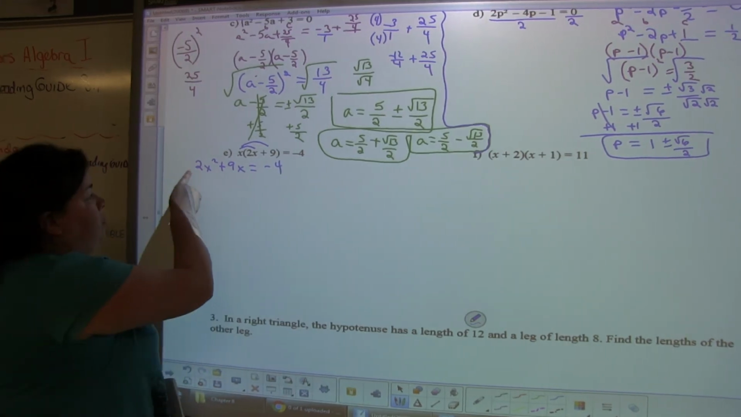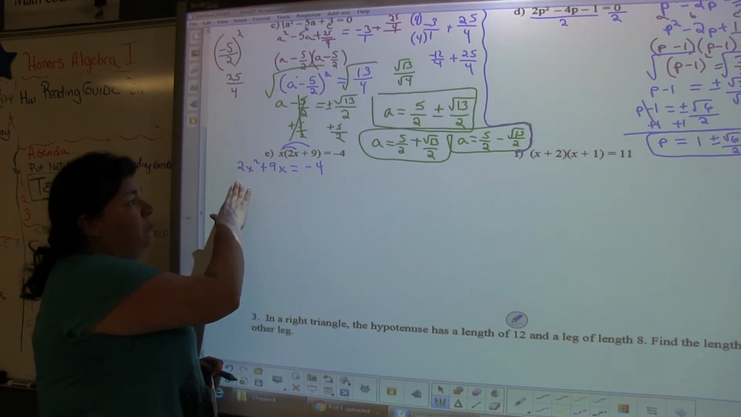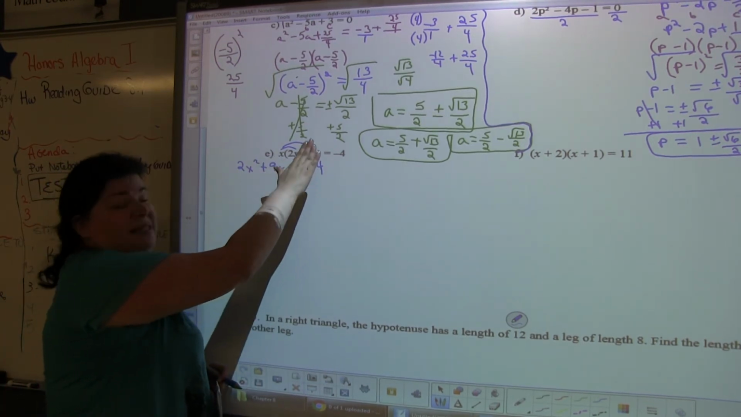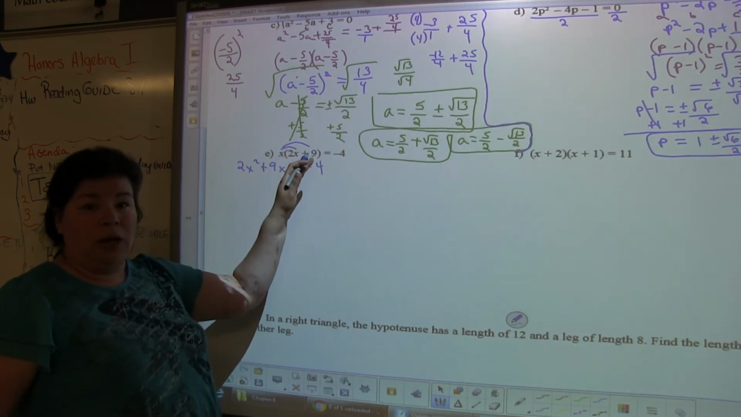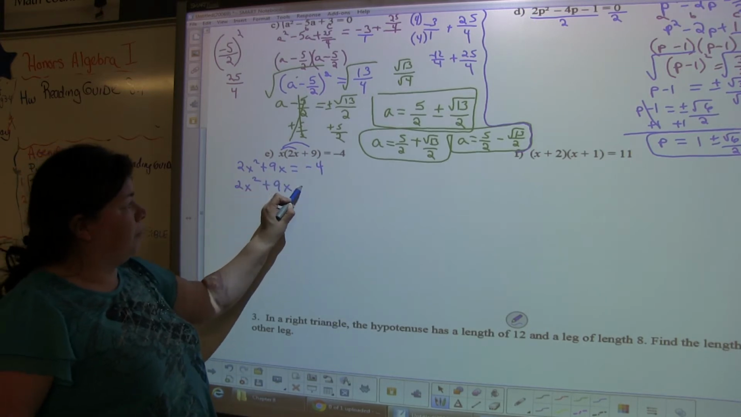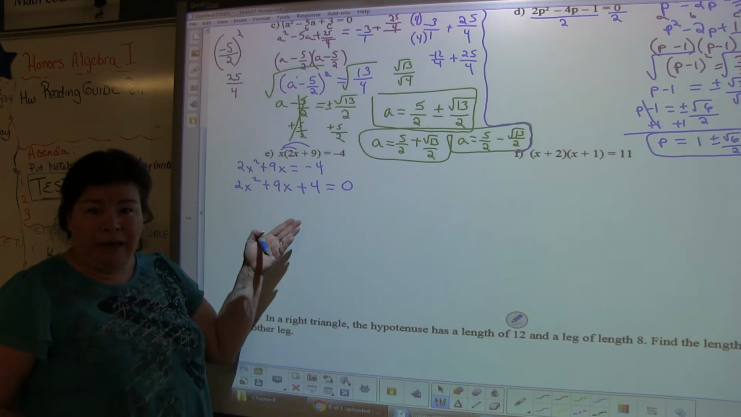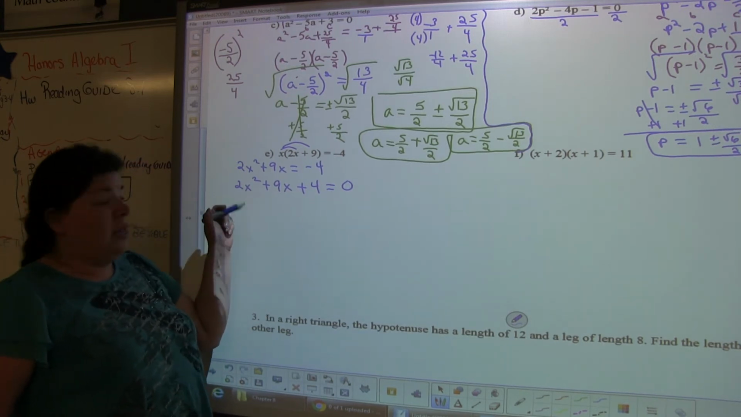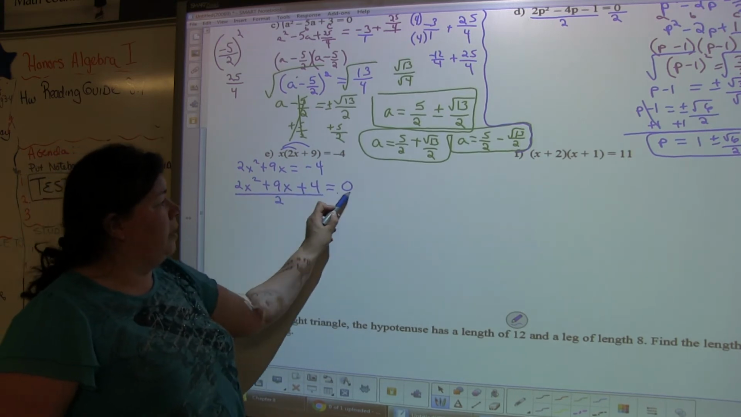Now, we do have a coefficient of something other than 1, so we do have to make sure we have this in standard form first. So we're going to have to add this 4 to both sides, and when I do that, setting it equal to 0, now I can get rid of my coefficient of 2, and I'm going to do the same thing I did up there. That last problem was divide each side by 2.